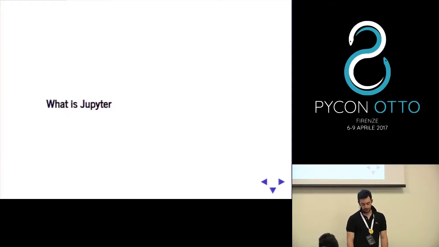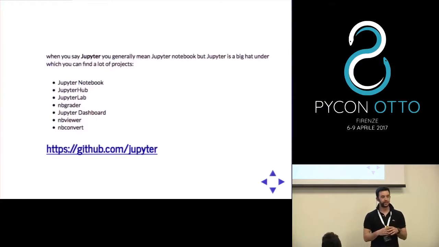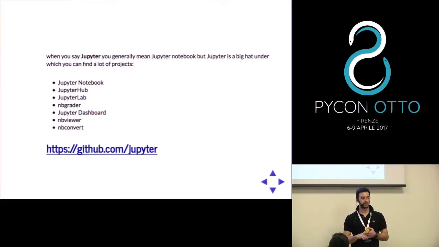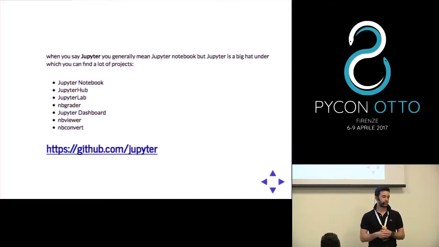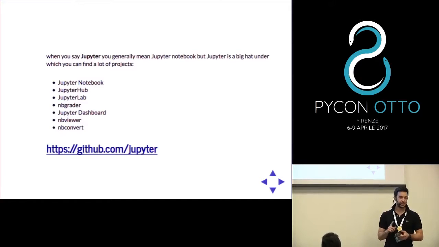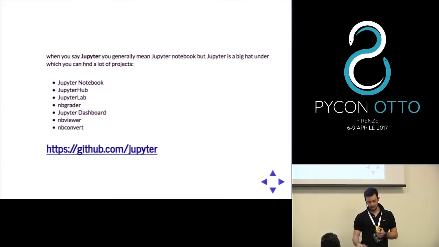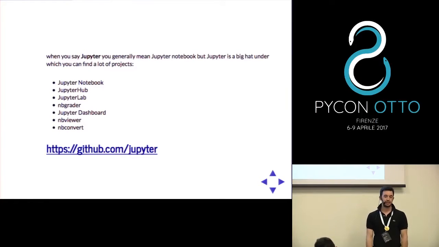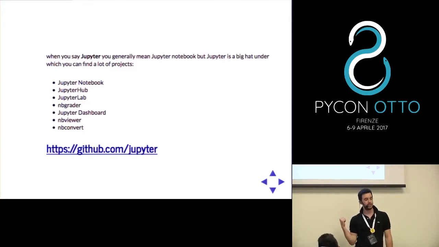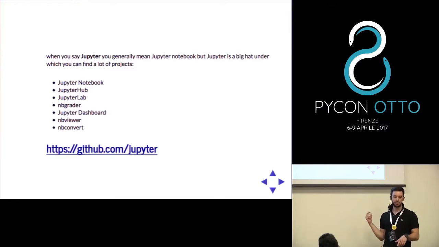So what is Jupyter right now? Jupyter is the name of a big project. You have many things inside. You have the Jupyter notebook, which is the front end. You have the Jupyter Hub, which is for when you need to have Jupyter notebook for more than one user. You also have Jupyter Lab, the next front end for the Jupyter notebook, the new version. You have NBGrader, a plugin that you can use inside your school if you want to grade tests, for example. You have the Jupyter dashboard, to show your data. And a lot of other libraries. For example, right now I'm using nbconvert to convert my Jupyter notebook to slides.